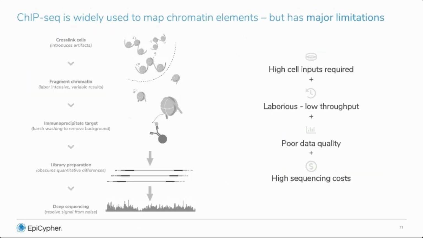Okay, but along this path, we realized, what is our goal here? ChIP has other problems that even rigorously defined controls can't fix. It requires millions of cells, so it's inaccessible to primary cells and precious clinical tissue. It's laborious, you have to optimize it, and it's very low throughput. And the data quality is not great, even when you're spending a lot of money to sequence, to resolve your signal from your noise with high sequencing depth.